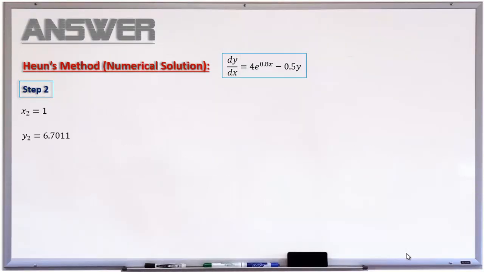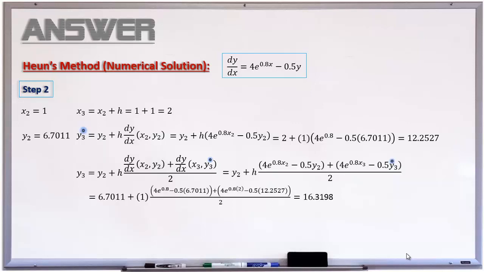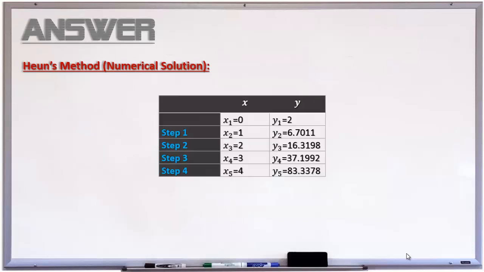We have x2, y2, and x3 we get by adding the step size. y3 we get from Euler, and we will call it the predicted value of y3, and the y3 from Heun's method is the same: it equals y2 plus h times the average between the derivative evaluated at x2, y2 and x3, y3. And by doing this, we obtain the value of y3. This is the solution of the problem. We will need 4 steps to reach x of 4 using a step size of 1.